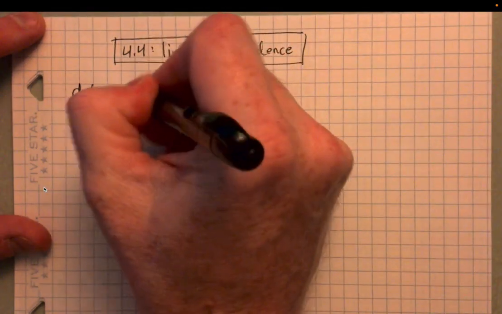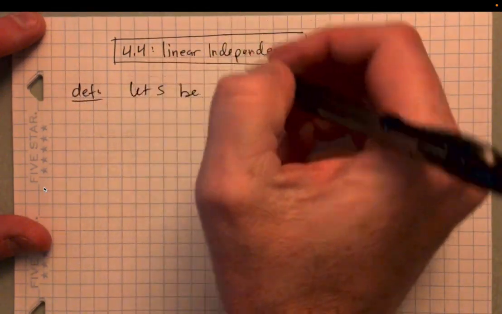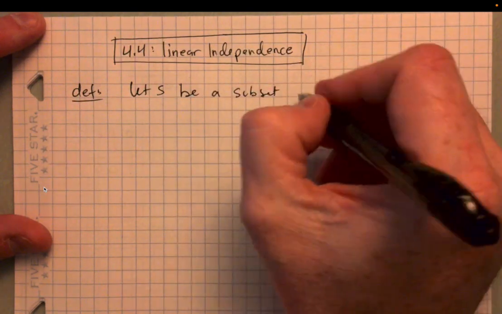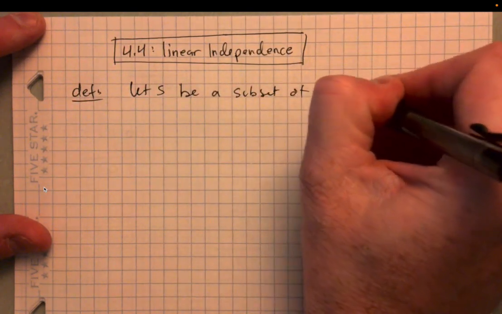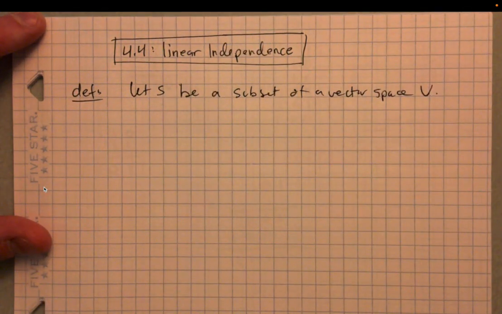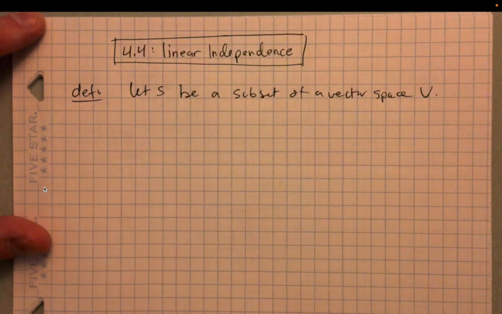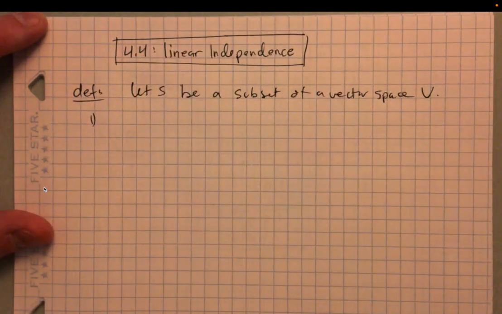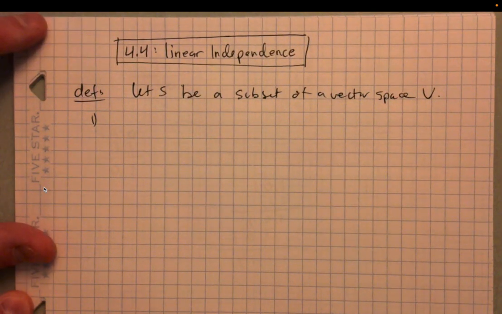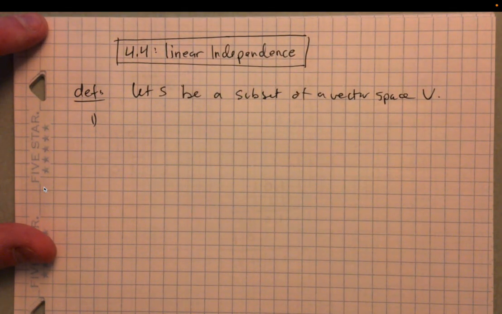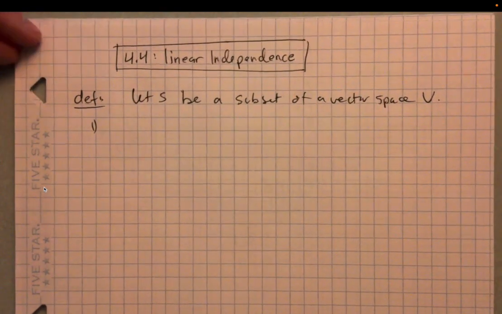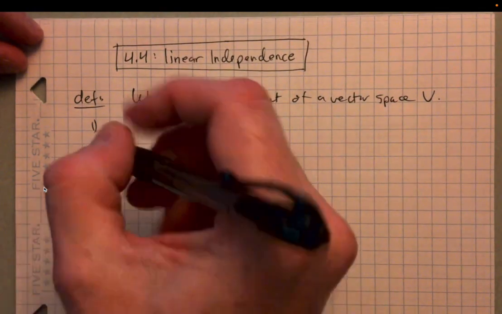So we'll let S be a subset of a vector space V, as per usual. Now this definition is going to actually have 4 parts. The first part is kind of the meat of the definition, and then the other 3 parts are going to be special situations where the definition may have to be altered slightly. So we'll start with part 1.